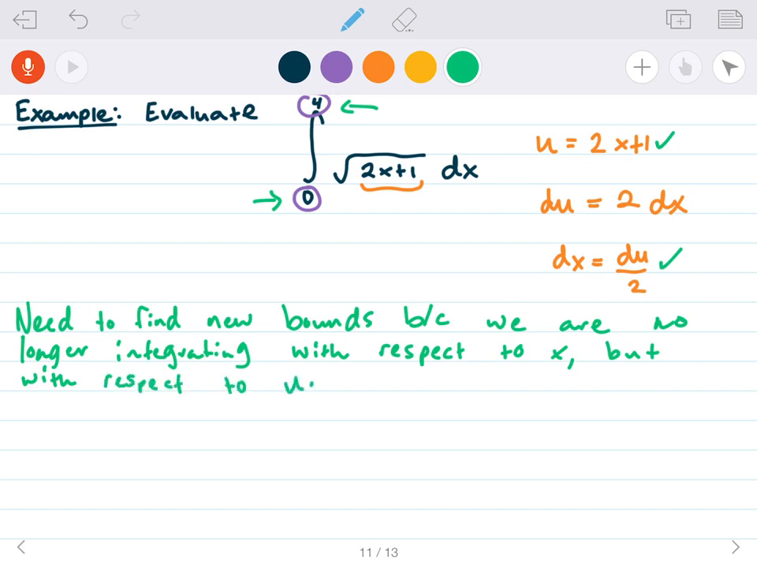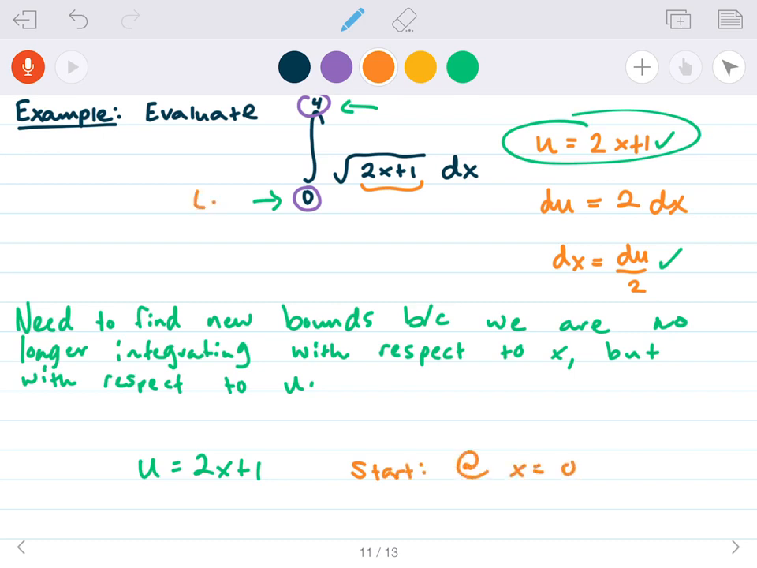Okay, so how do I find the new bounds? Well, I'm going to use this equality, u is equal to 2x plus 1. The starting bound is at x equals 0, right? That's our lower bound. And so I'm just going to plug in 0 here to see what that corresponding u value will be. Well, that's just going to be u is equal to 2 times 0 plus 1, which is going to give us 1. So this is my new lower bound.